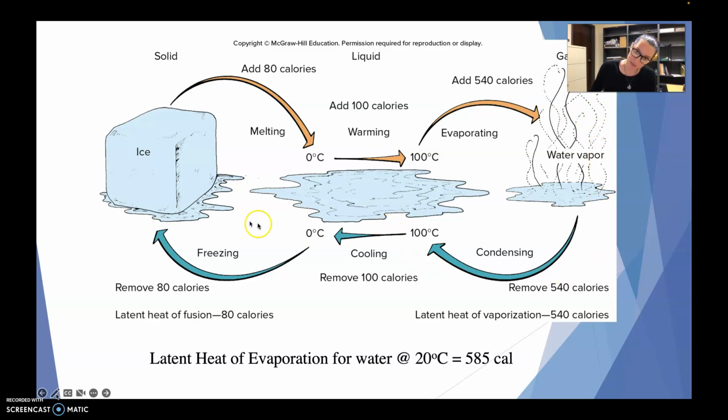In the opposite direction, it's basically the opposite. To go from water vapor to condense down into water, you have to take out 540 calories, and to cool the water down, you remove another 100 calories, and then to freeze, you only remove 80 calories.